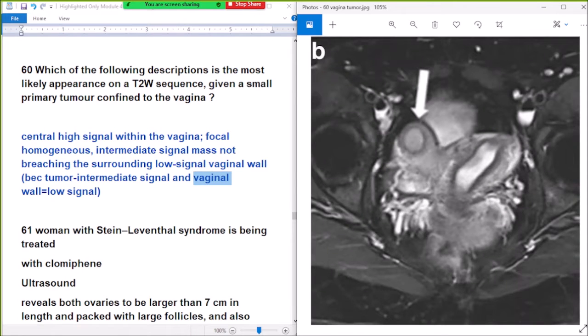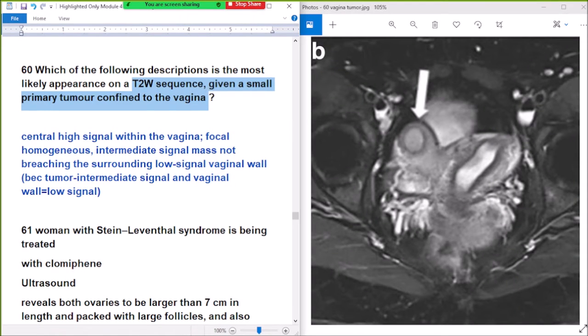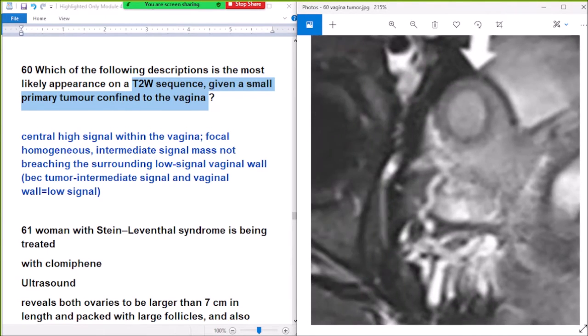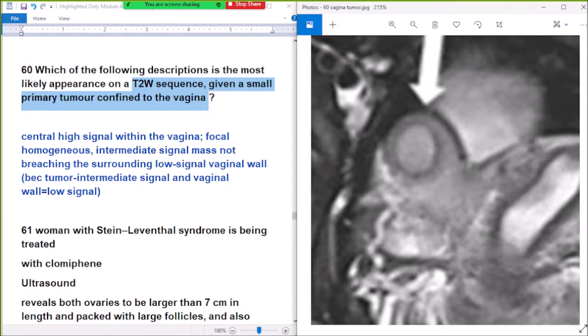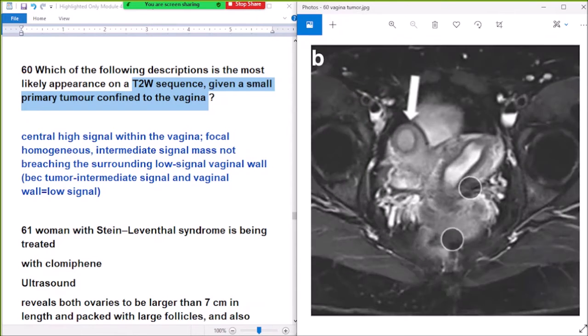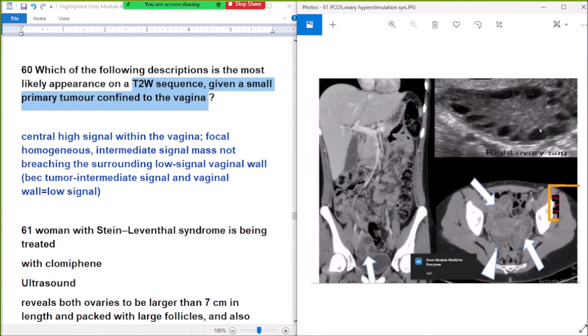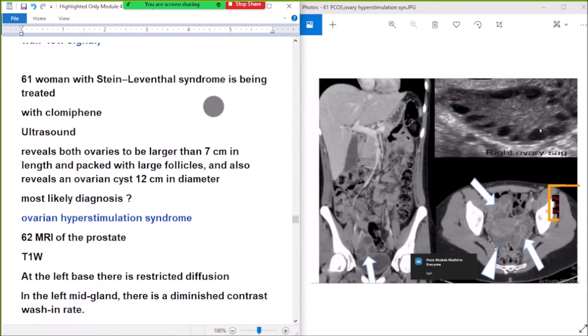Correct? How does it appear on T2 sequence? Small vaginal tumor: central high signal within the vagina, and it is a homogeneous lesion. It is an intermediate signal tumor and the lesion is not breaching the surrounding low signal vaginal wall. It is a small primary tumor confined to the vagina on T2. Question number 61.